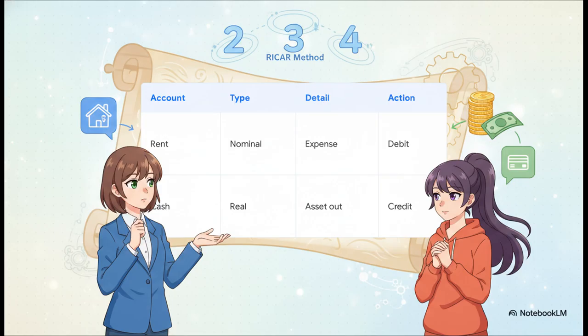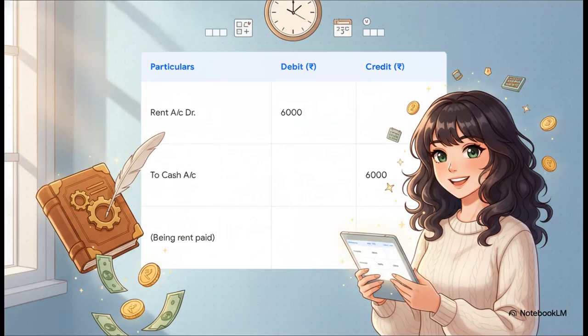The golden rule for nominal accounts says debit all expenses and losses. Since rent is an expense, boom, rent gets the debit. The rule for real accounts says credit what goes out. Cash is leaving the building, so cash gets the credit. See how perfectly logical that is? No guesswork required. And that brings us to the final step, record.